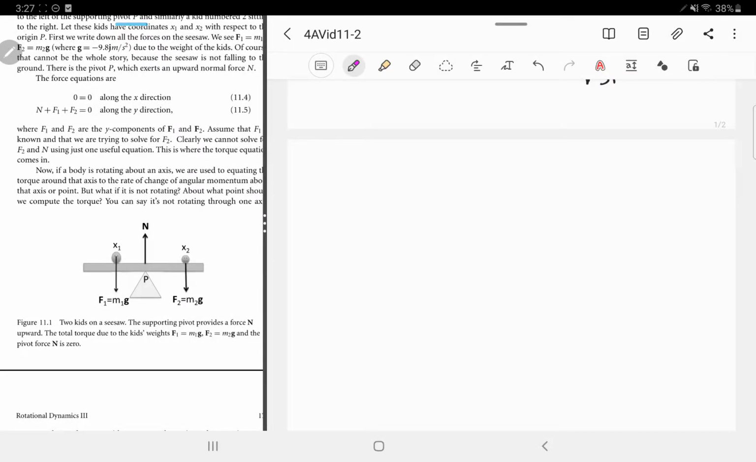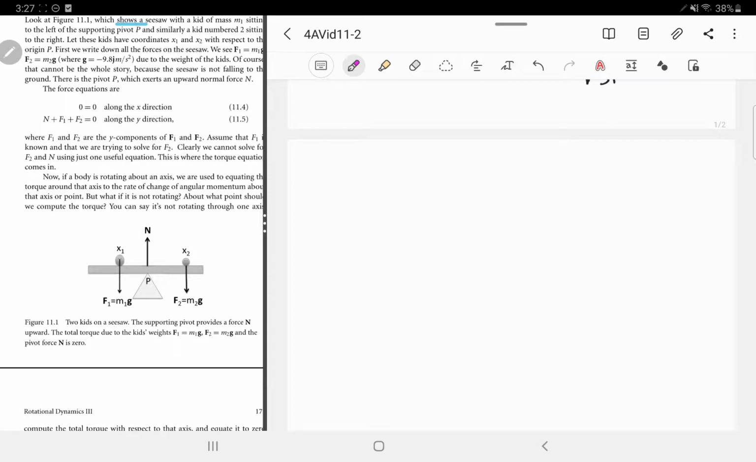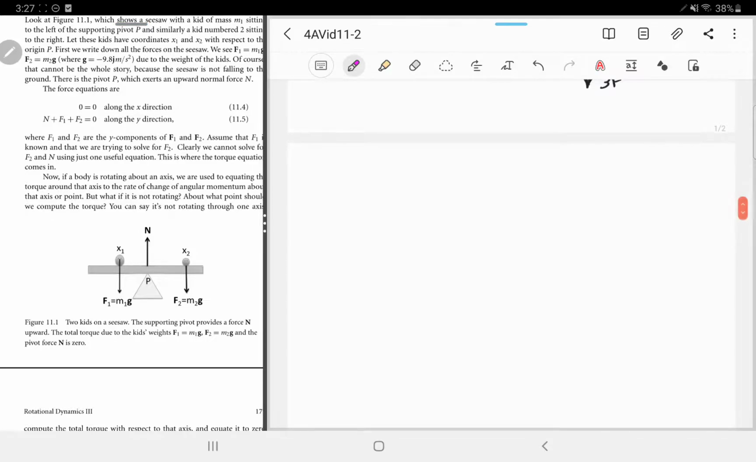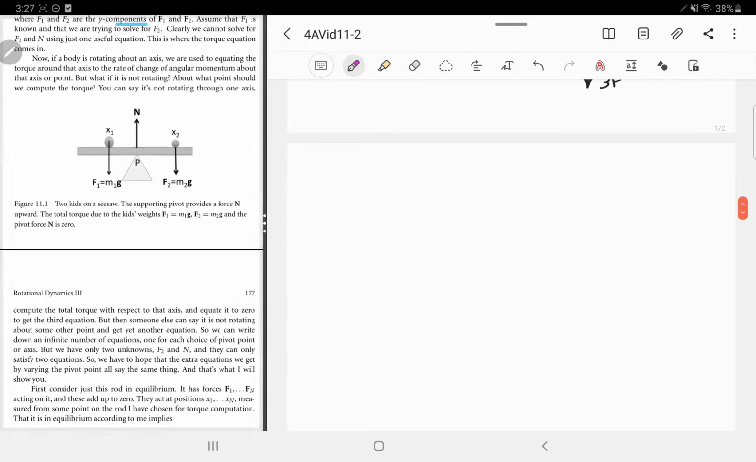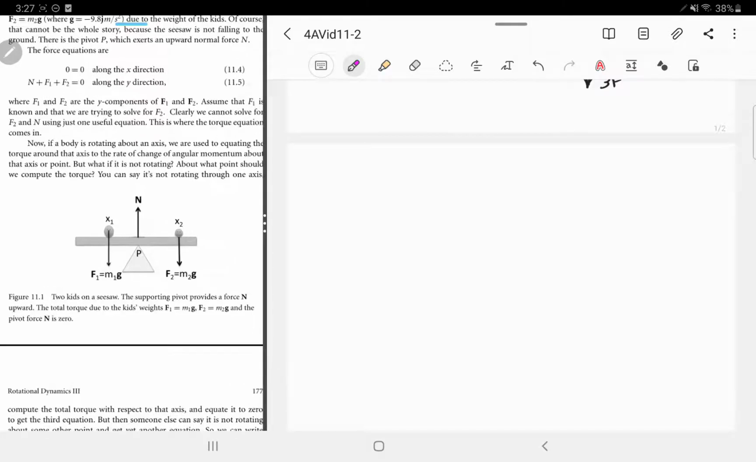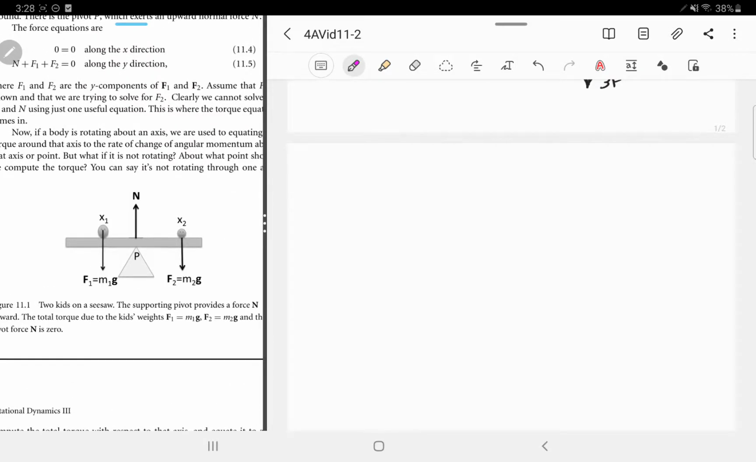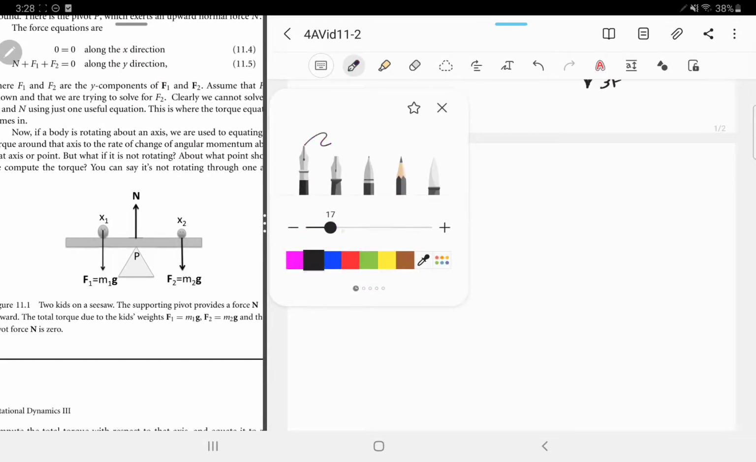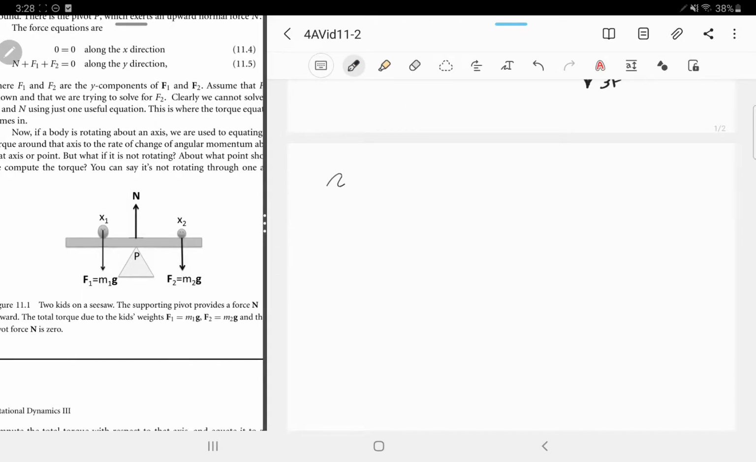So suppose you want to know what's the relationship between X1 and X2. It kind of makes sense that the heavier thing should be a little bit closer. You probably are aware of this from experience. So we can show that to be true. What we would do is select the pivot point. So this is section 11.2 in Shankar.